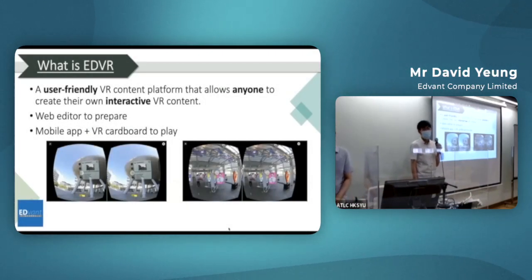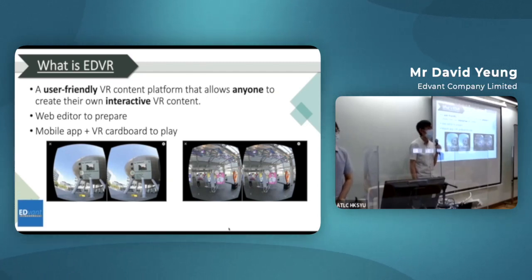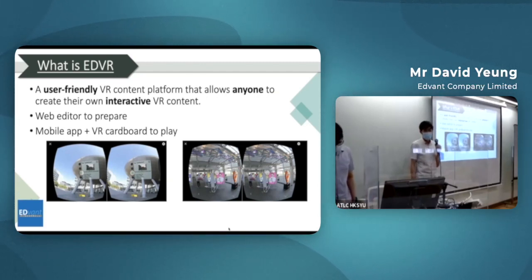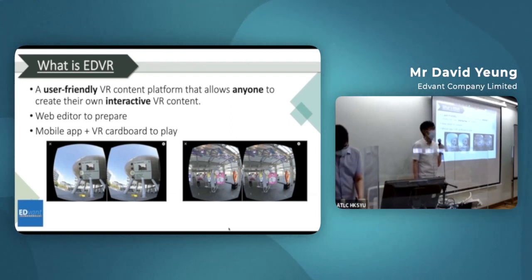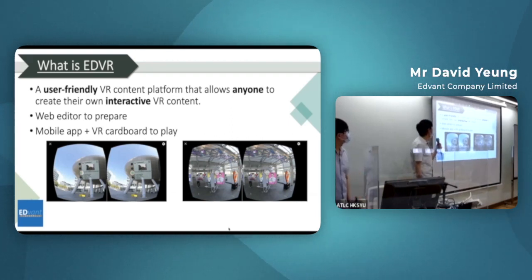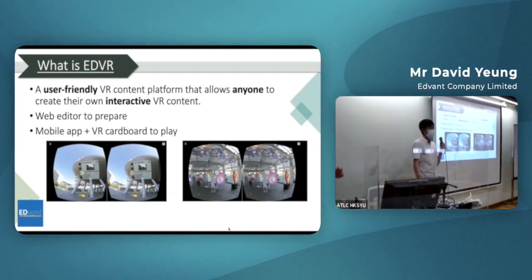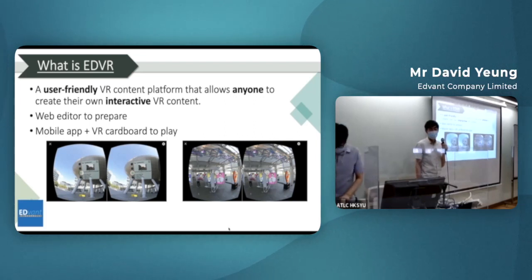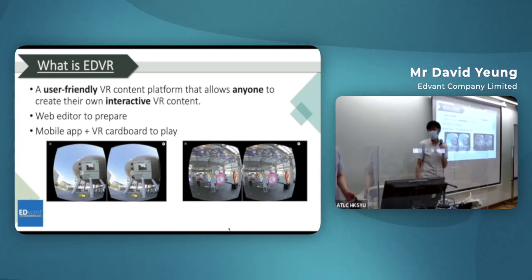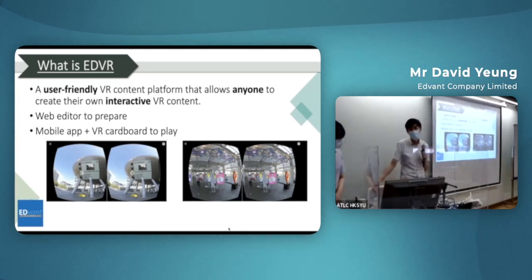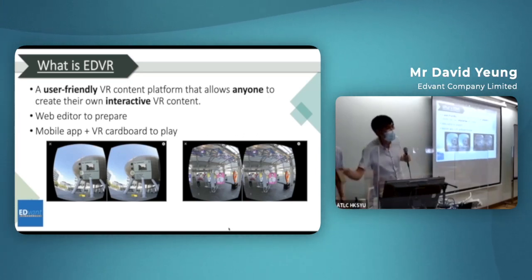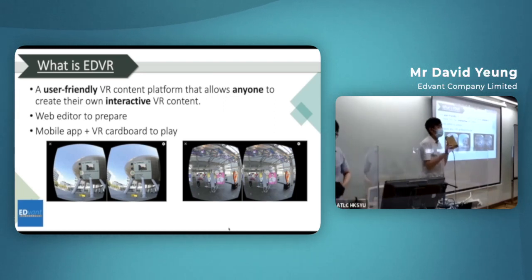EDVR is actually a VR content platform that allows anyone with or without technical background to create their own interactive VR content. It is composed of two major parts. The first part is a web editor for preparing VR content using your web browser. After preparing it with the web editor, you can use your mobile phone with our app and a VR cardboard to play the content. So what is a VR cardboard?